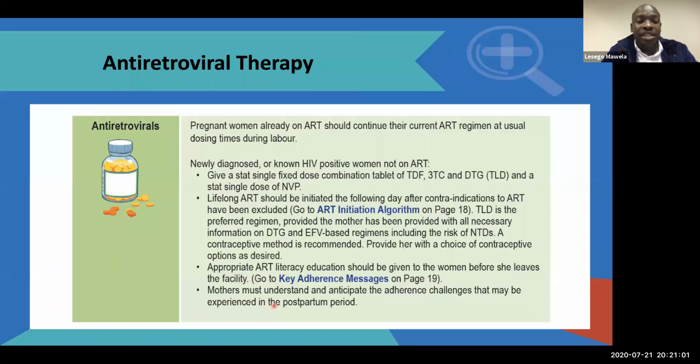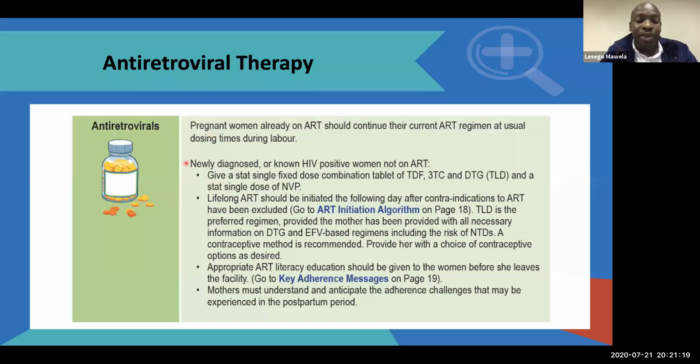So the key message is that pregnant women who come into labor and they are already on ARVs, they should continue their ARVs as per the usual schedule. So if she takes them 8 o'clock in the morning, she continues as such. If it's in the evening, she continues as such.